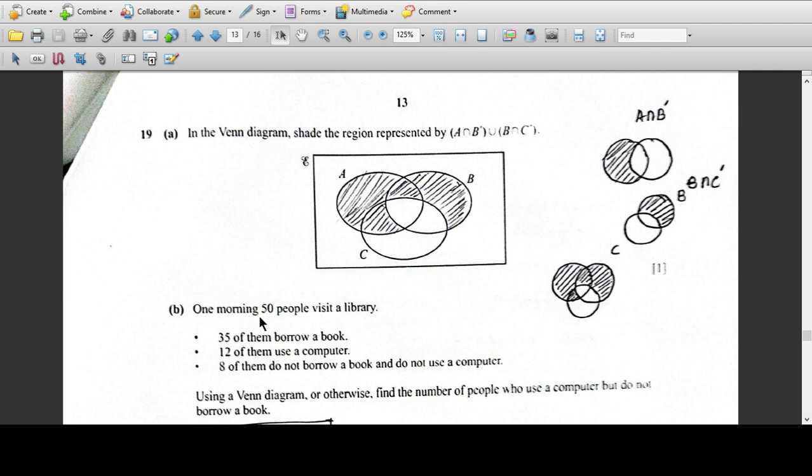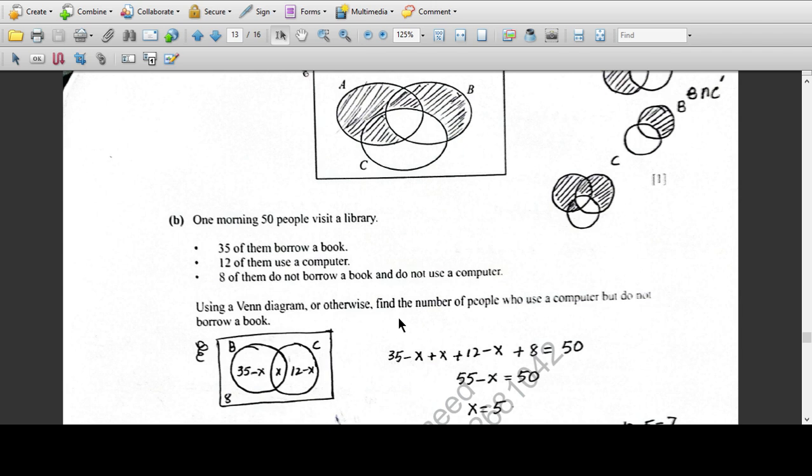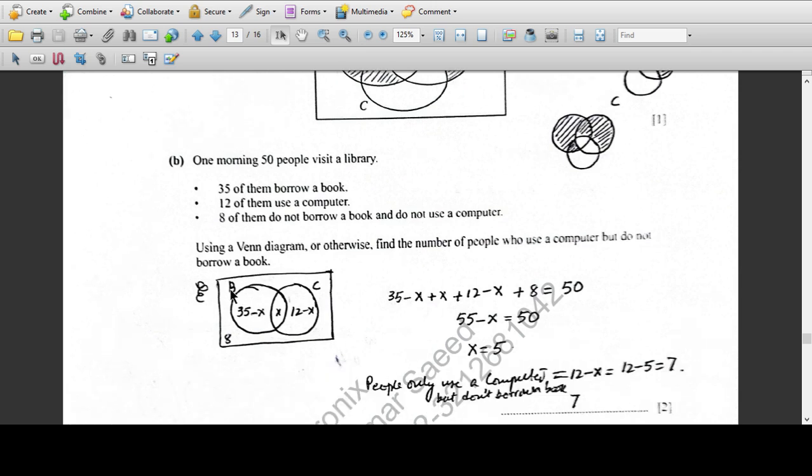In part B, on one morning 50 people visit a library. 35 of them borrow a book, B for book, and 12 of them use a computer. 8 of them do not borrow a book, which will be here in the universal set. Use a Venn diagram, or otherwise, to find the number of people who use a computer but do not borrow a book.